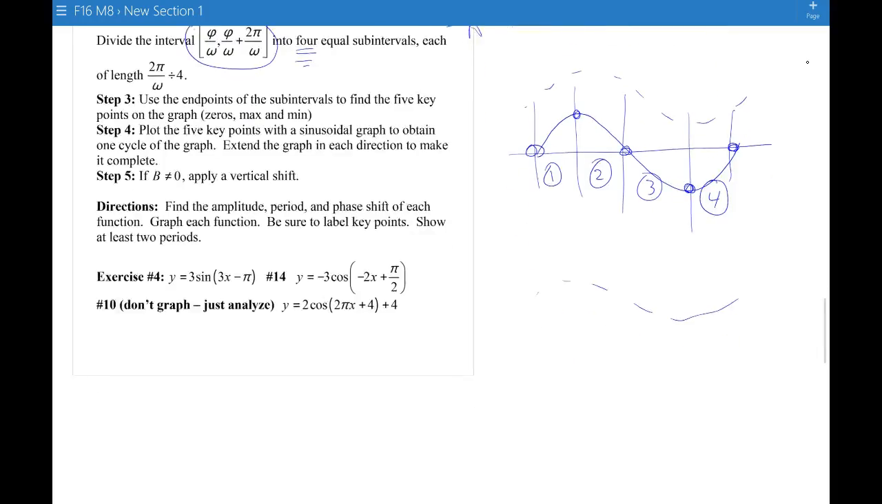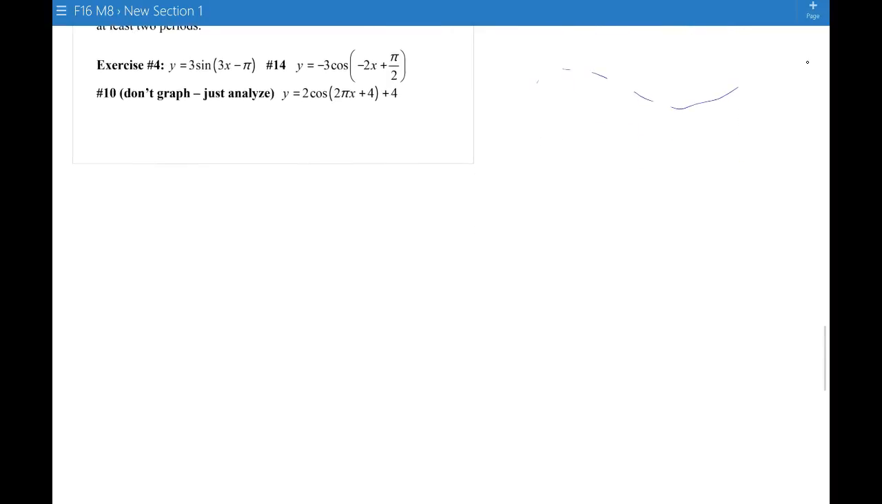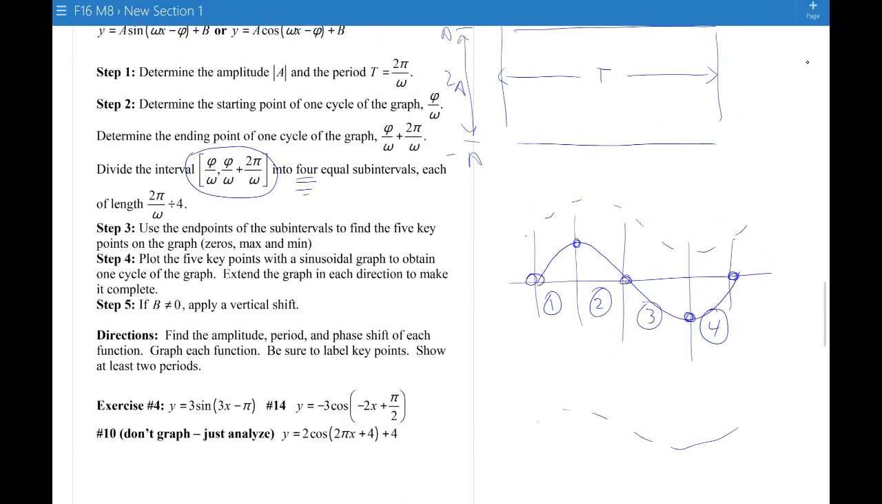So we're going to do these together. So the first 2 we're just going to analyze, and then the first 2 we're going to actually graph, and the last one we're going to just analyze. So we're going to do those in class together, and we're going to spend a significant amount of time working on these graphs because they're challenging for a lot of students. So study, study, study, and I'll see you tomorrow.